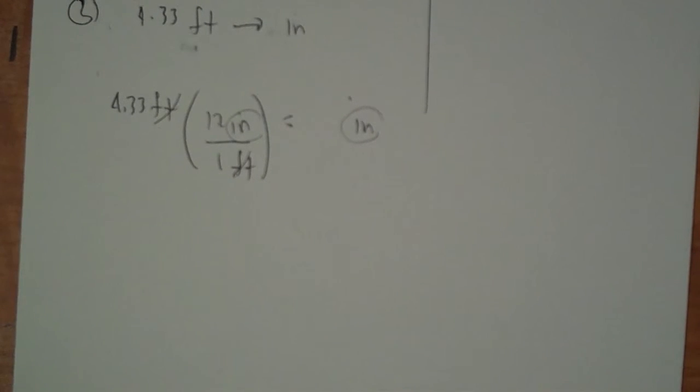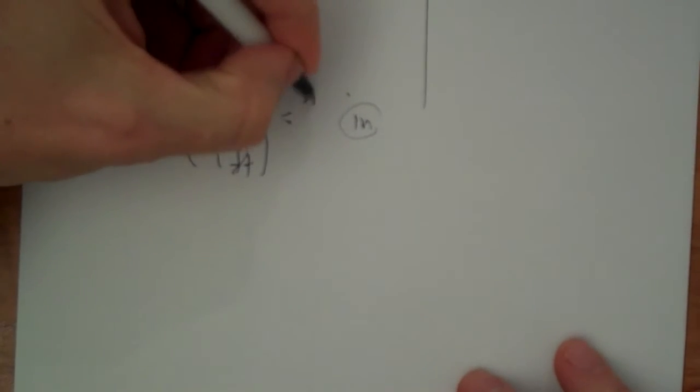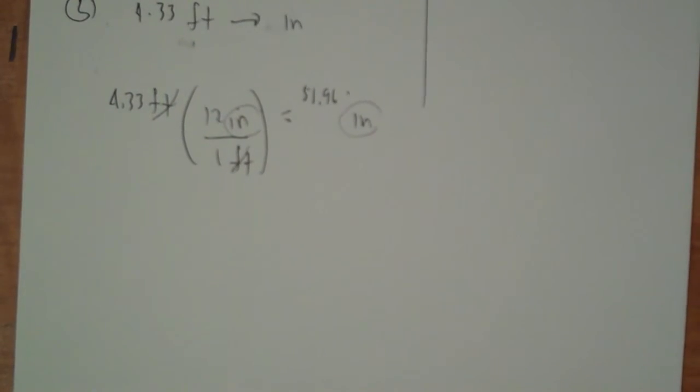Let's look at this. 4.33. If you're watching this video, you should pause the video right now and calculate yourself just to make sure you're getting the same thing I'm getting. 4.33 times 12 is 51.96. 51.96 inches, and that's the answer.